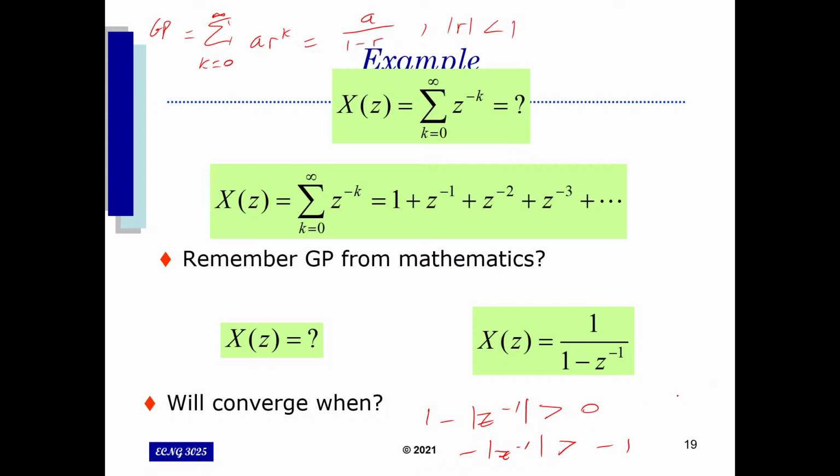And if we flip the signs, remember when we flip the signs here, this inequality sign is going to change. So that's going to be magnitude of z to the negative 1 here is going to be less than 1, which satisfies our equation for the region of convergence, mapping back to our geometric progression.